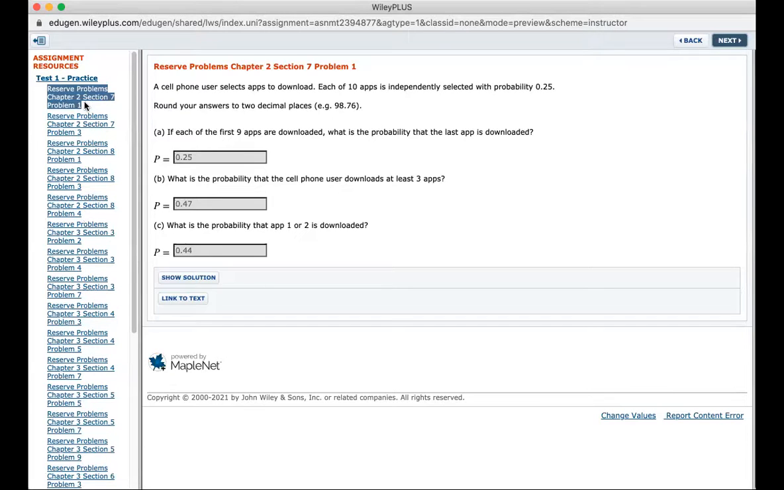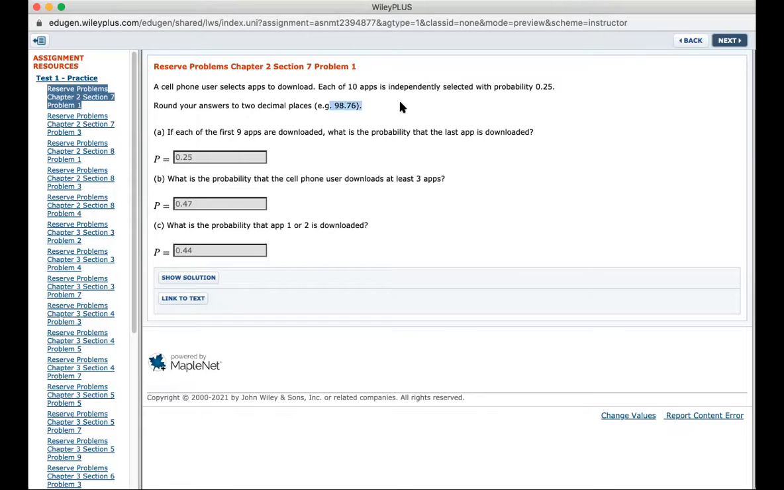So see, chapter two, section seven, problem one. That's the first problem in the test one practice set. A cell phone user selects an app to download, and each of 10 apps is independently selected with probability 0.25. So see that, independently selected. So each event, selecting each app, is going to be independent, right? And then see question A. Round your answers to two decimal places.